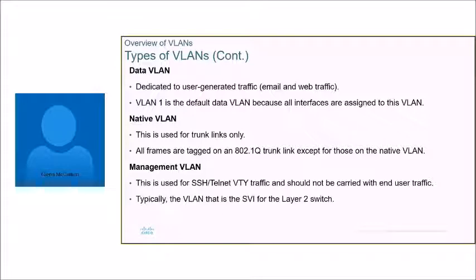So a native VLAN is really only important on trunk links, and so all frames are tagged on an 802.1Q trunk link except for those on the native VLAN. So again, by default, VLAN 1 is the native VLAN. I think I said it in the previous slide, but you can actually redefine that on a trunk-by-trunk basis. And then a management VLAN is what you use to remotely manage switches. And so this is used for SSH and Telnet VTY traffic and should not be carried with end user traffic. Typically it is the SVI for a layer 2 switch.